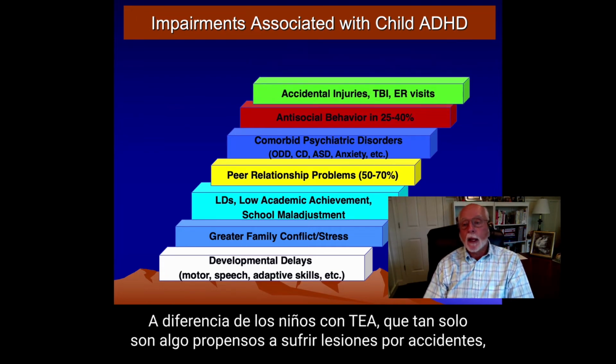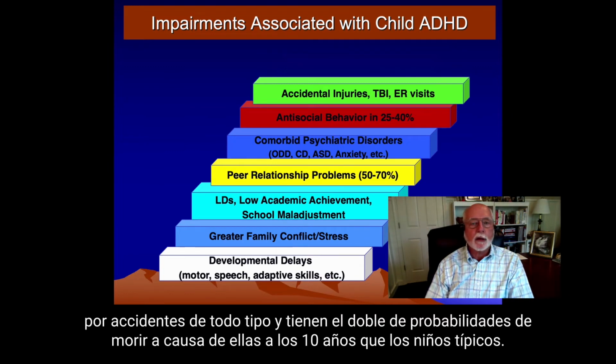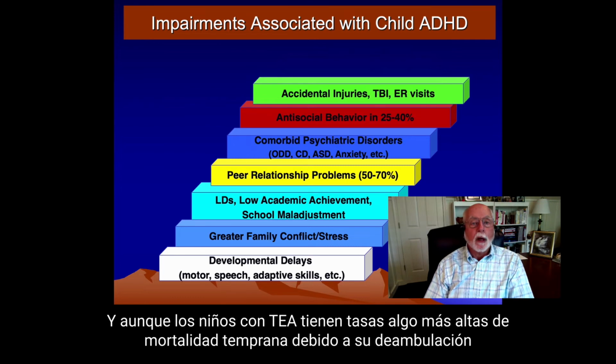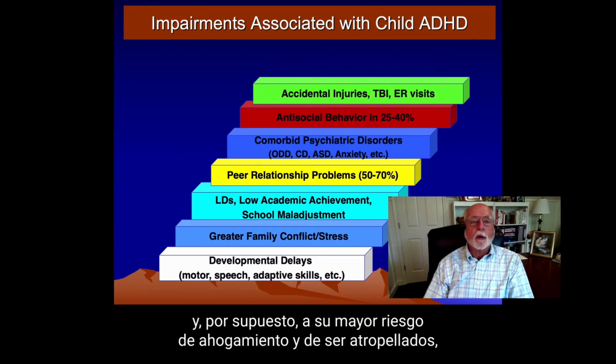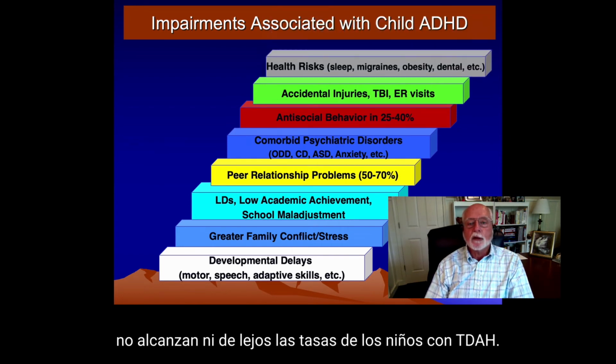Unlike ASD children, who may be somewhat prone to accidental injury, ADHD children are 2 to 3 times more likely to experience repeated accidental injuries of all types and are twice as likely to die from those injuries by age 10 than typical children. And while ASD children have somewhat higher rates of early mortality due to their wandering and, of course, their greater risk for drowning and for pedestrian auto accidents, it's nowhere near the increase that we see in accidental injuries that is so characteristic of ADHD children.